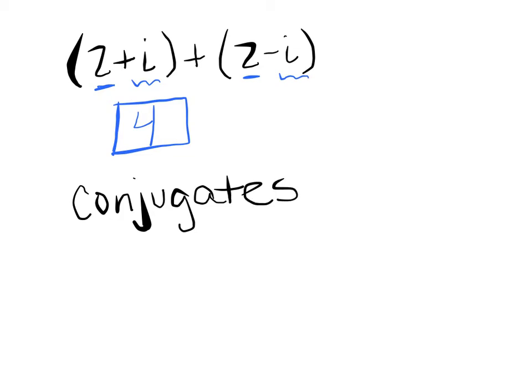Conjugates of complex numbers: if you have a plus bi, its complex conjugate would be a minus bi. Whenever you have this, some special things are going to happen with adding and subtracting. In this case, we saw that the i's canceled out. That's what happens when you add them together. When you subtract them, well, let's try an example with subtracting.